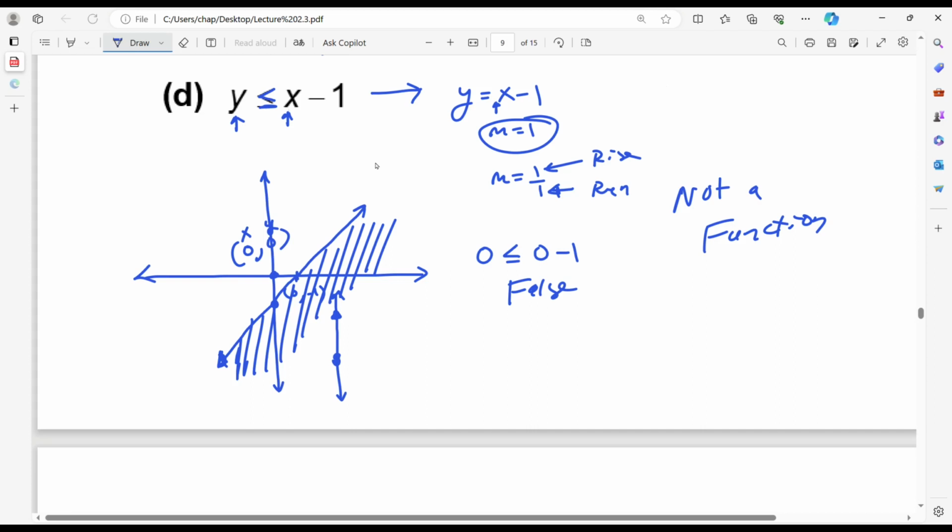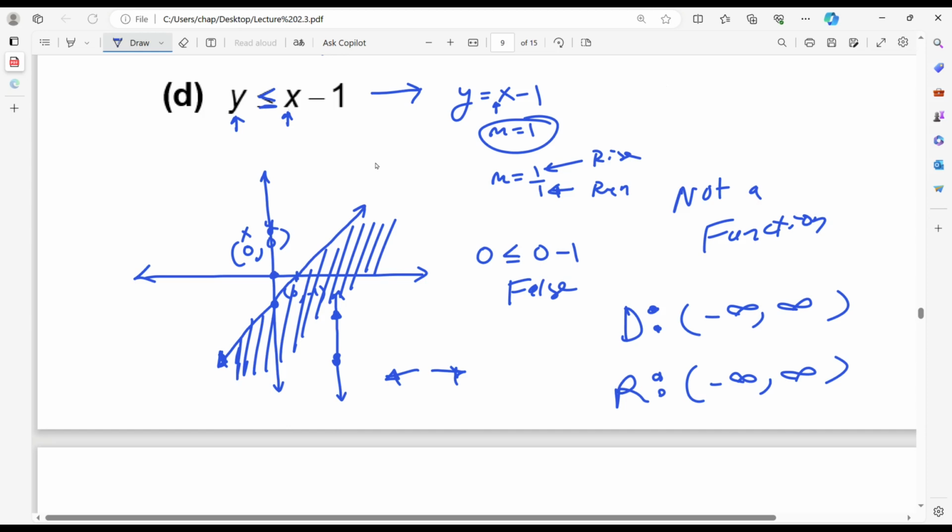Now, what is our domain? Our domain, if you look at the graph, well, it goes forever to the left, forever to the right. So that's negative infinity to infinity. For the range, same thing. We have negative infinity to infinity. It goes down forever, goes up forever. So that is our range.